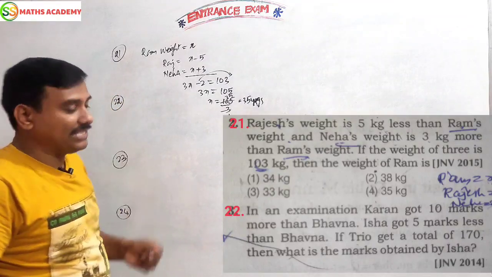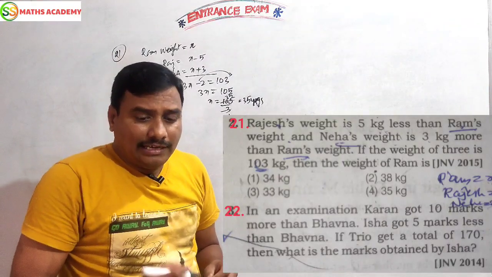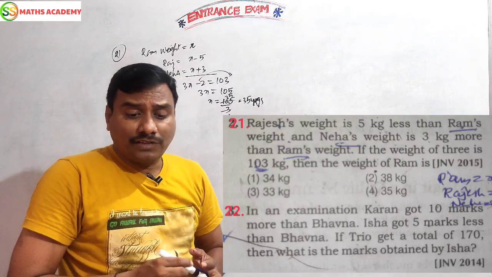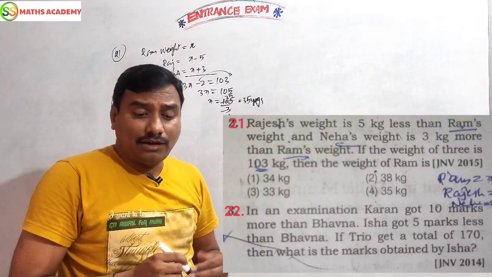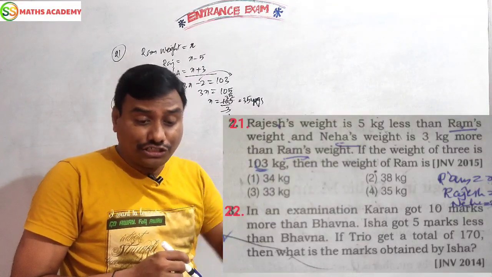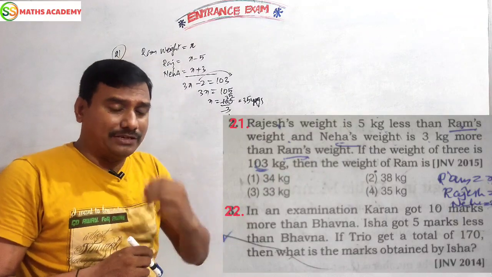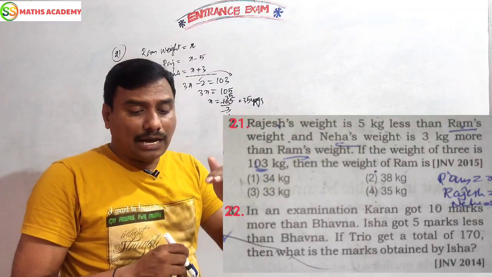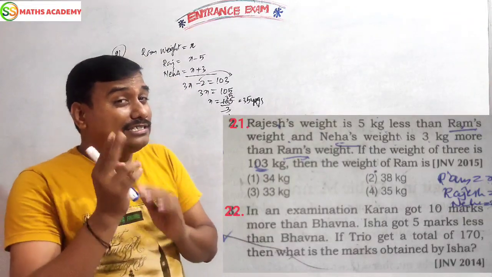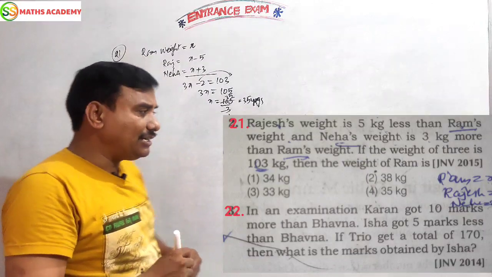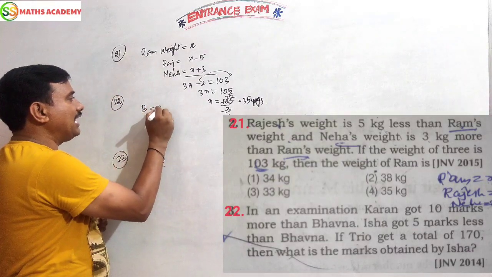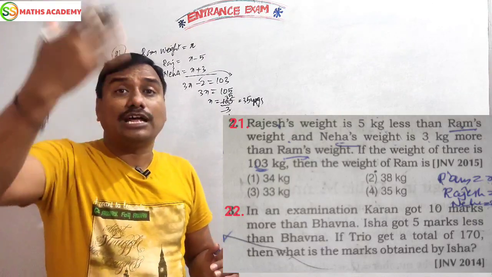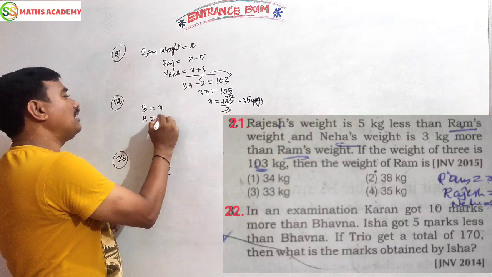Now question number 22. Same kind of question. In an examination, Karan got 10 marks more than Bhavana. Isha got 5 marks less than Bhavana. If the trio, meaning 3 members, get a total of 170, then what are the marks obtained by Isha? Here which name is repeated twice? Bhavana. That is the reason you can take Bhavana as x marks. What about Karan? Karan got 10 marks more than Bhavana.